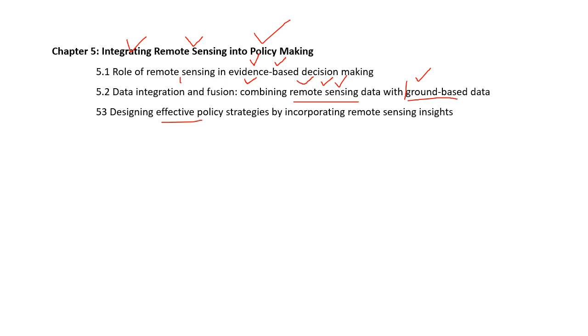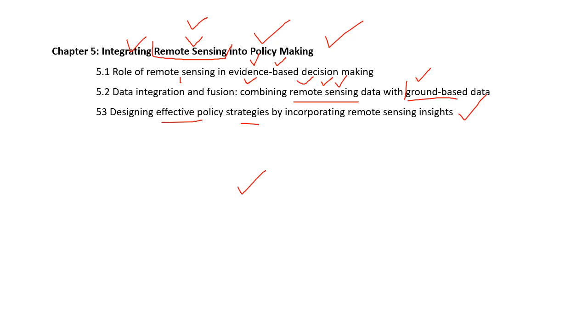And designing effective policy strategy by incorporating the remote sensing insights. So remote sensing is considered an important platform to collect the data and analyze the data, and thereafter you can make some policies, or you can evaluate the policies, or you can validate the policies with the help of remote sensing data. And in most aspects, it will help you. I mean, remote sensing will help you in the policy making process.